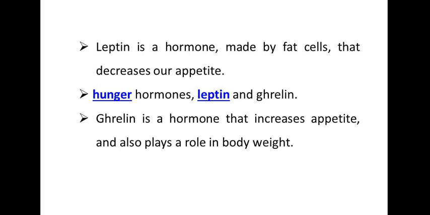Leptin is a hormone made by fat cells that decreases our appetite. The hunger hormones are leptin and ghrelin. Ghrelin is a hormone that increases appetite, and it also plays a role in body weight.